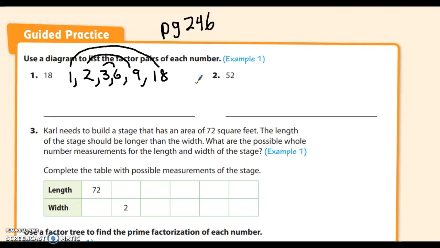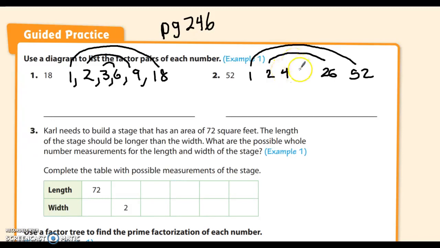52. There are 3 pairs. So it's just like the last one, kind of. 3 pairs, so it's going to be 1 times 52. 52 is an even number, so the second factor is 2. And the second to last factor is half of 52, which is 26. And then the third pair, we're going to just have to kind of guess and check, or just use our facts. So I just go in order 1, 2, 3. 3 does not go into 52. It goes into 51, but 4 does. 4 goes into 52 13 times.